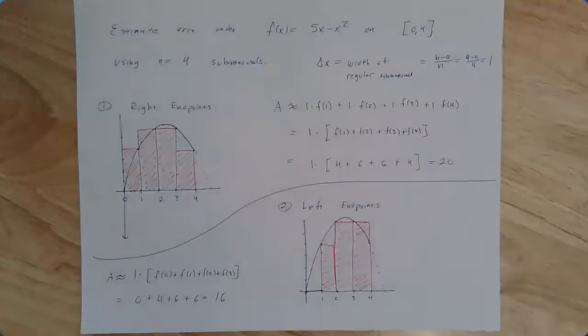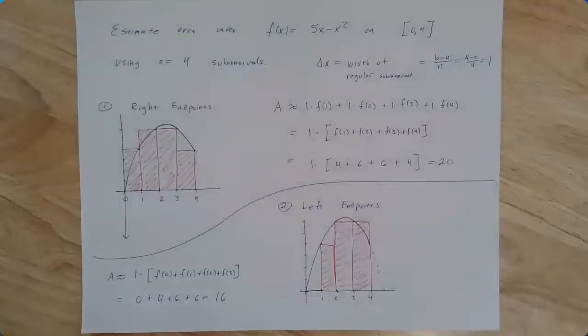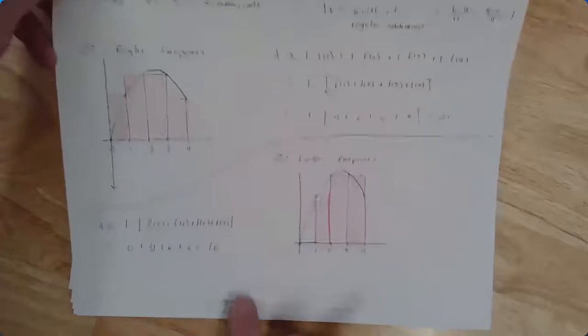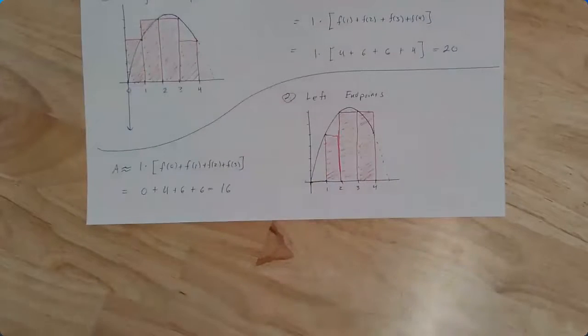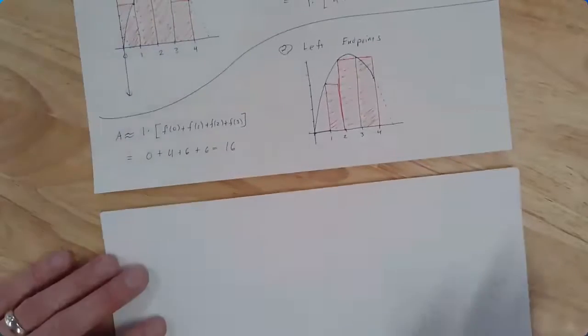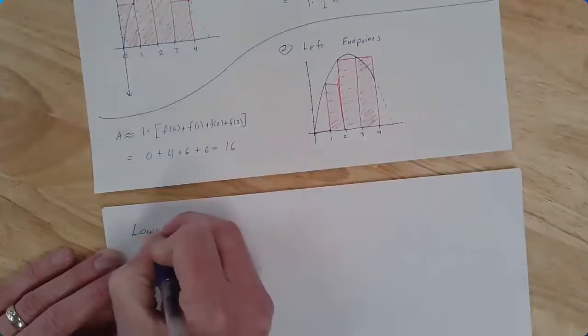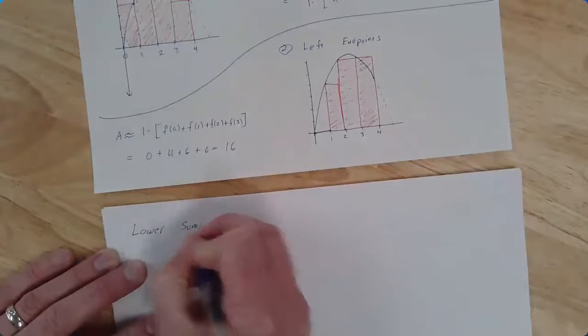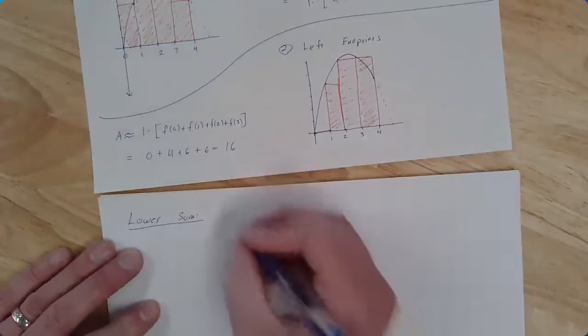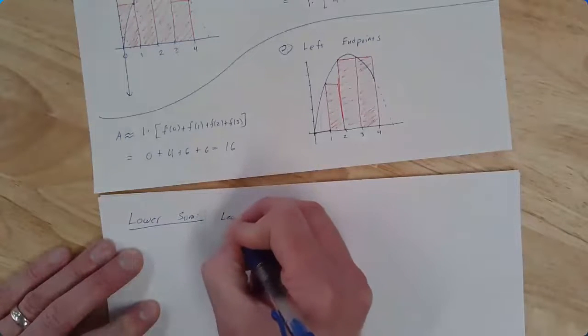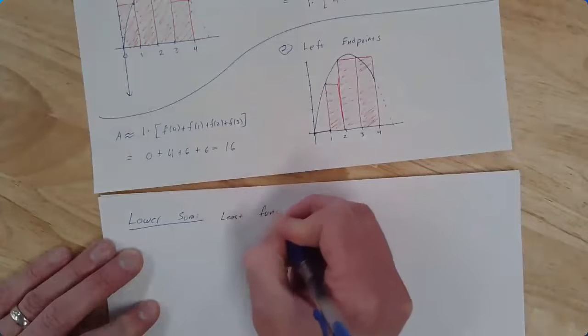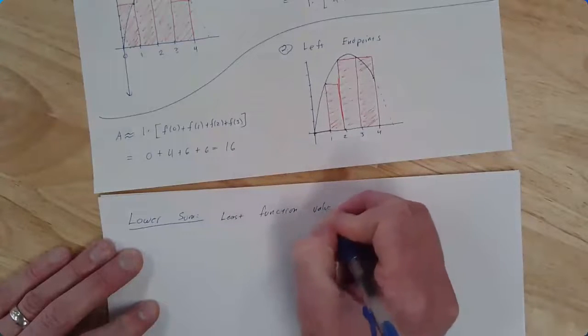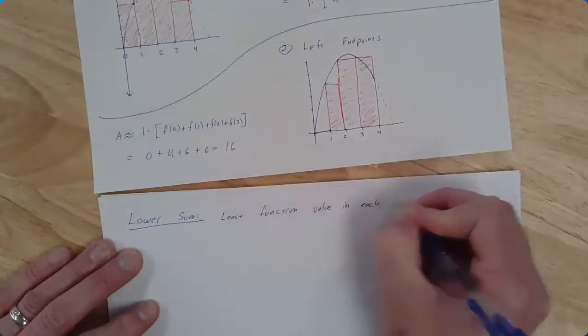Okay, so now here's where the difference between left and right and over and under is going to be seen. So, or sorry, not over and under, upper and lower. That's the correct terminology. So let's find the, we typically call the lower sum. So the lower sum is what you get when you take the least function value in each interval. In each subinterval, I should say.